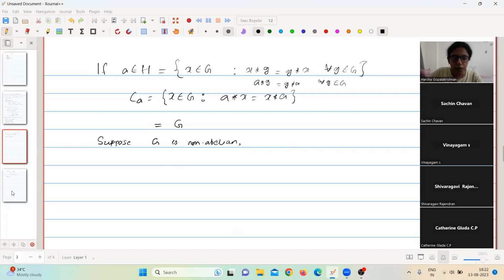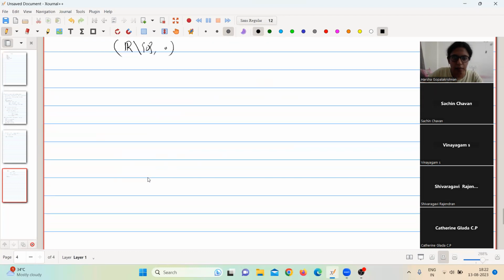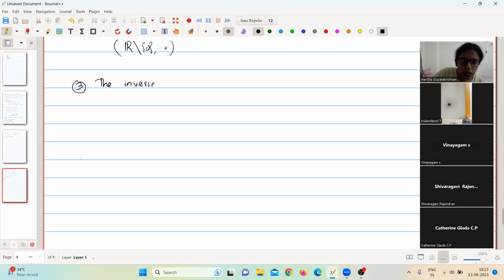Okay. So let's go to the next problem. The third question is the inverse of i in the multiplicative group.